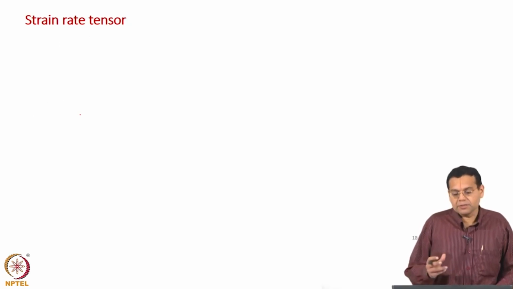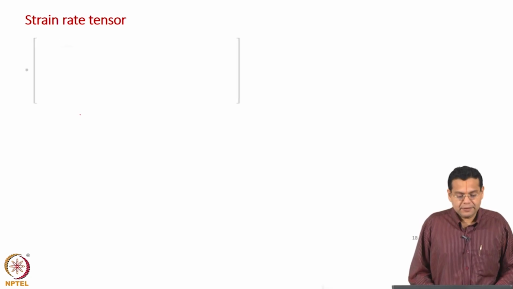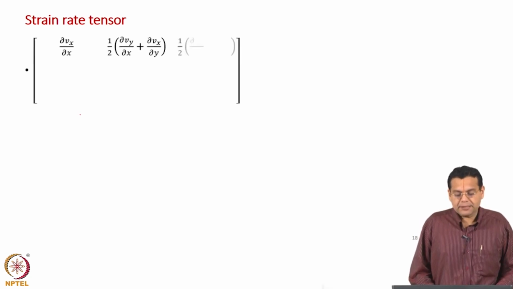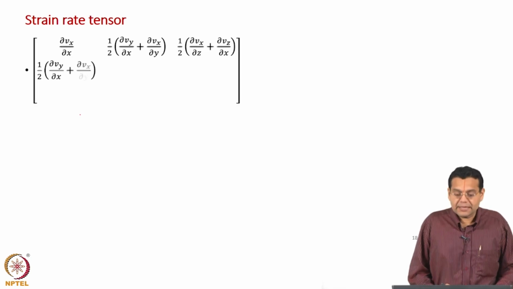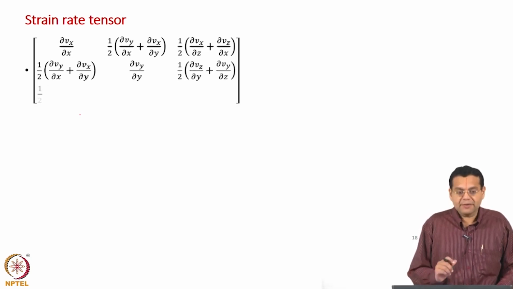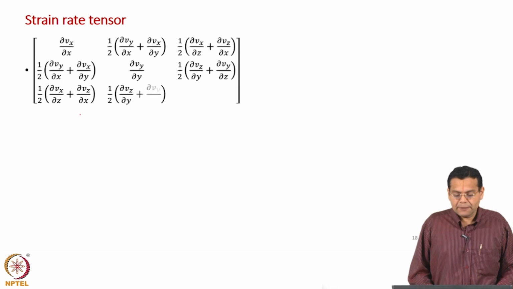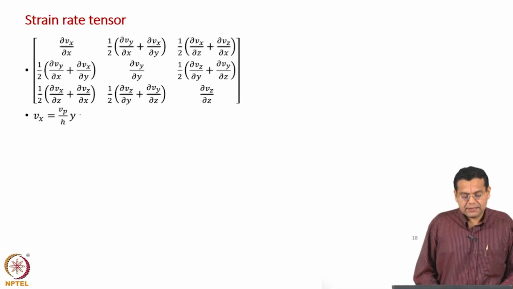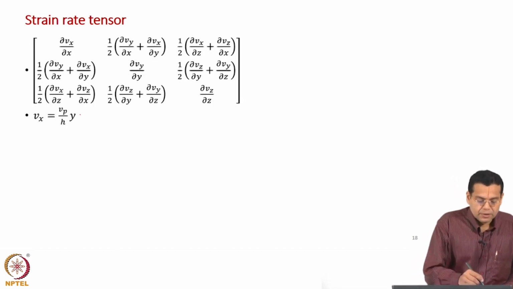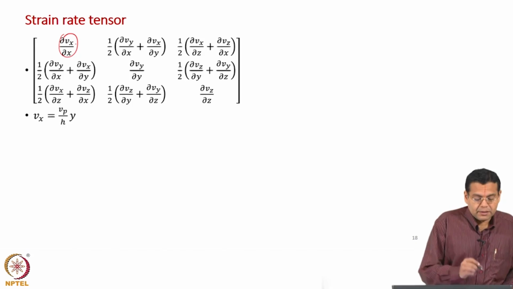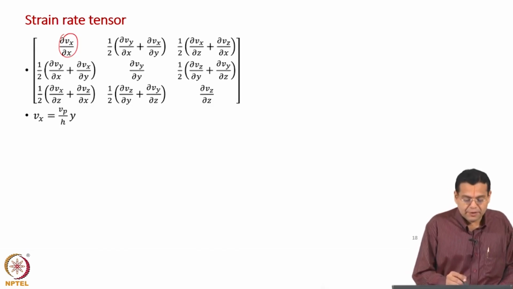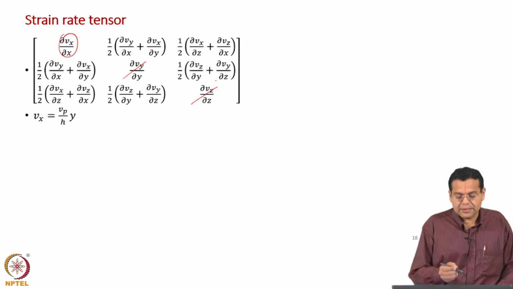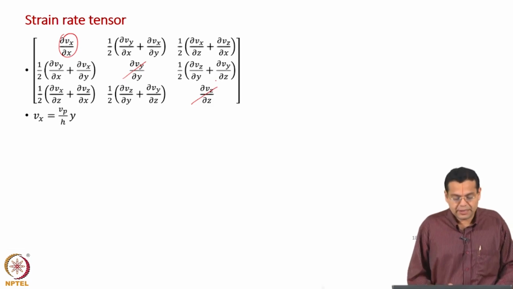Now, then we introduced the strain rate tensor. This is the expression, these are the components of the strain rate tensor. Once again we can evaluate the components of the strain rate tensor using the velocity field which we have derived. So, what are the components? Vx is a function of y, so dou Vx by dou x will be 0. In fact, all the diagonal components are 0, since Vy is 0 and Vz is 0.